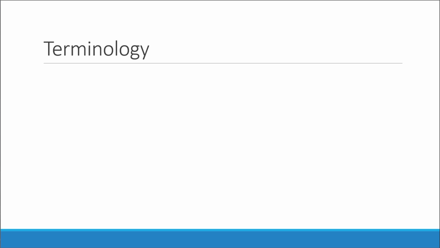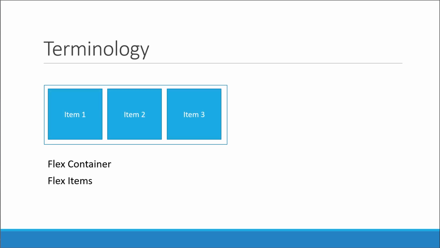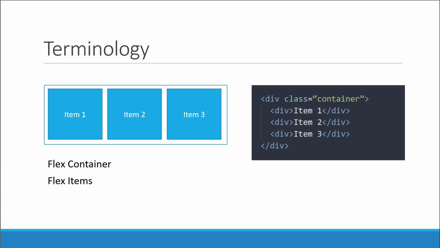When we talk about Flexbox, we mainly have 2 entities. A parent container, which we term as the Flex container, and the immediate children elements, which we term as Flex items. If you take a look at some sample HTML, the parent div is the Flex container, and all the children divs are the Flex items.